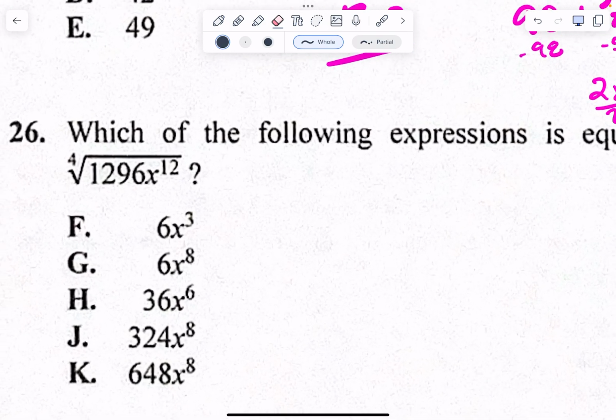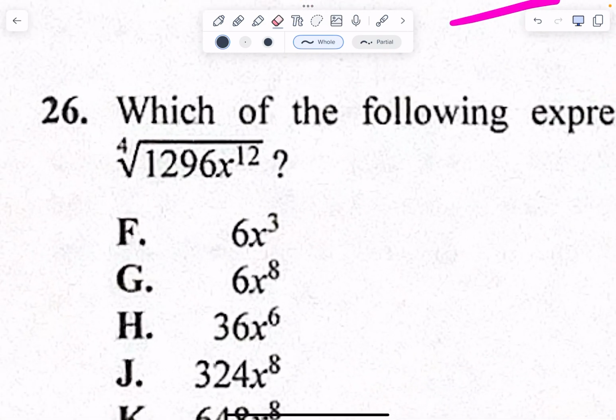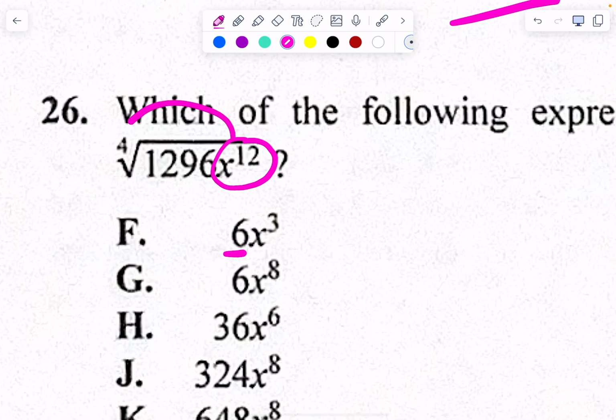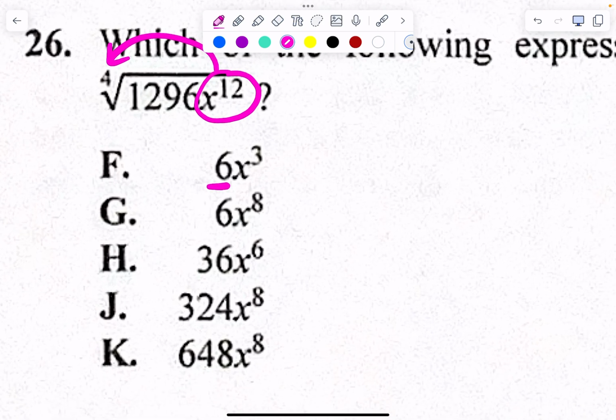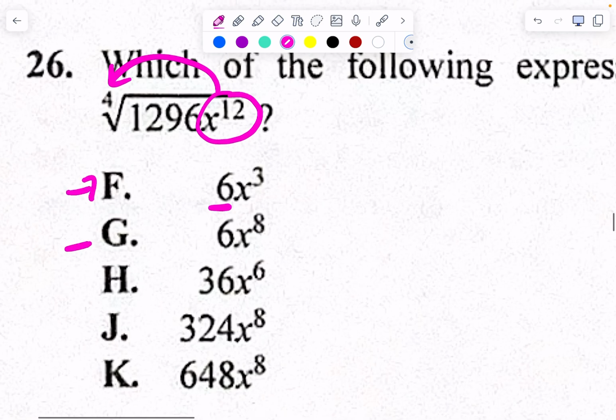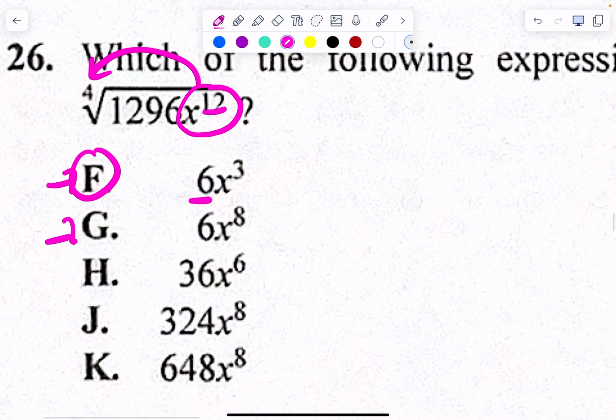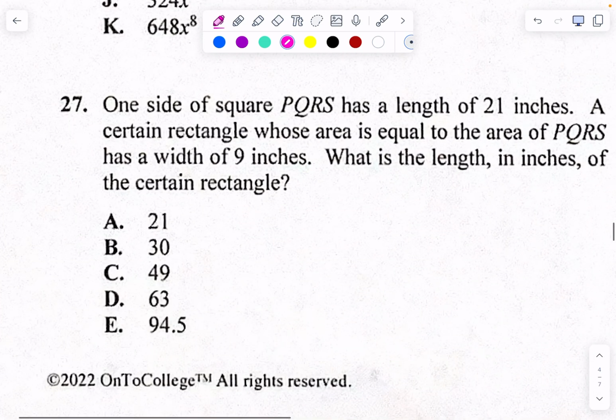Which of the following expressions is equivalent to this thing? What is the 4th root of 1296? Is it 6? And then x to the 12th, if you take the 4th root of that, which option is that? It's got to be either F or G. It's F, yep, because you divide. So 12 divided by 4 is 3. You're not subtracting exponents. Okay, so F.